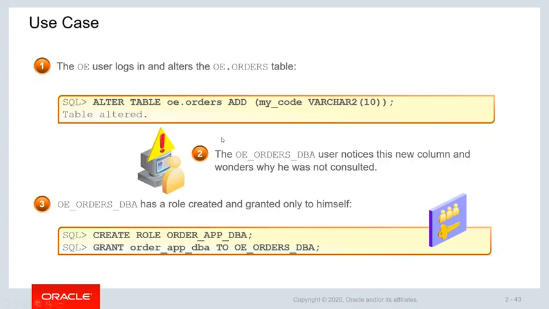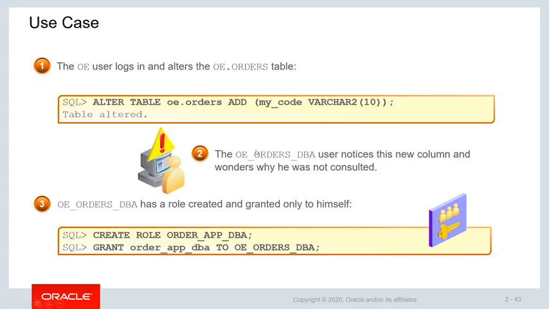Now, you have the user OE orders DBA that says, look, I'm seeing that there is a new column that has been added to this table orders. But why was I not consulted? Because I'm the only person who should be able to, let's say, add columns or perform alter table commands upon that table orders of OE. Now, what can that user do?